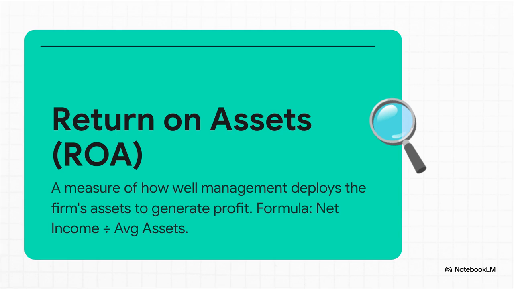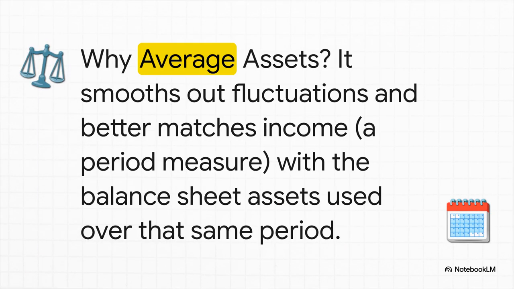And the formula? It looks super simple. You just take the net income and divide it by the average total assets. Now that little word average in the denominator, it's a really big deal, so let's zoom in on that for a second. So why do we use average total assets instead of just grabbing the number from the end of the year? This is a classic exam-level detail.